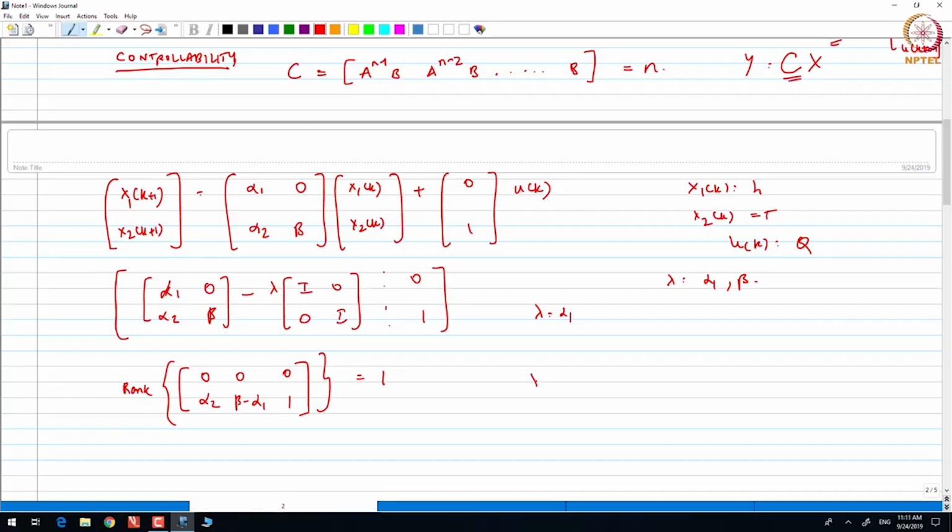First we checked that, and then we check for lambda equal to beta. When you form the Hautus condition for that, it is alpha 1 minus beta, 0 alpha 2 0 0 1. The rank of this matrix is equal to 2. That means one state is reachable and the other state is not reachable. So how do we find which state is reachable and which is not? For that we use the SVD condition.